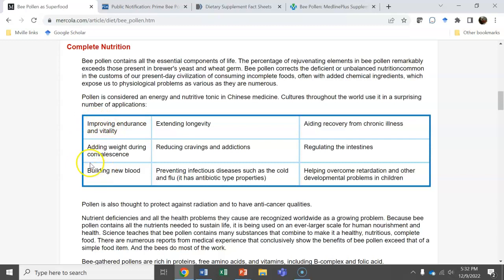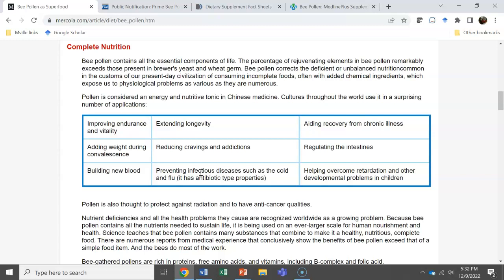If you take bee pollen, it's going to build new blood, it's going to regulate your intestines, it's going to overcome any sort of intellectual disabilities in children, it's going to prevent you from getting flu, and in fact, one of the things that came out during COVID-19 is a lot of bee pollen was trying to say that it will combat and help you if you get COVID-19. That's been disproven as well.